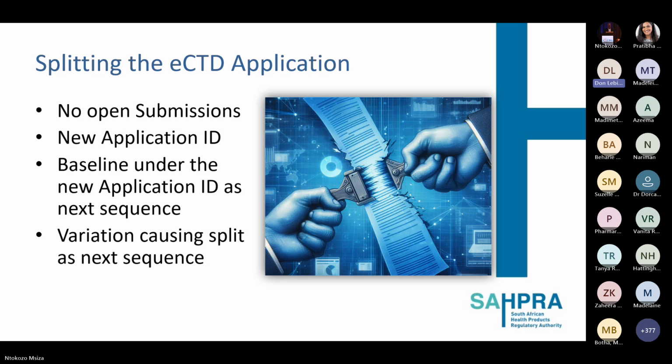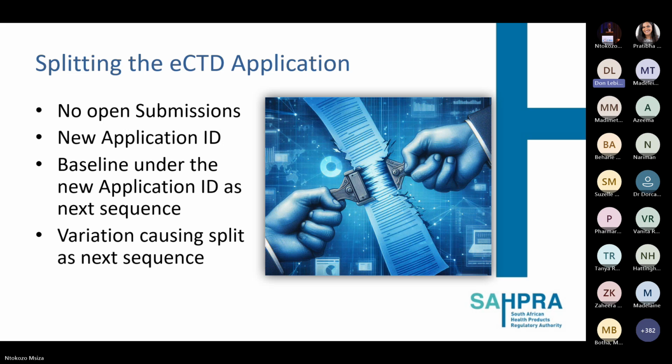Let's say, for example, you're having a 10 milligram and a 20 milligram and you're splitting those. You would need a new application ID for the other, because now you're splitting, you're going to end up with two eCTDs. They need to be in two separate application ID folders, right?